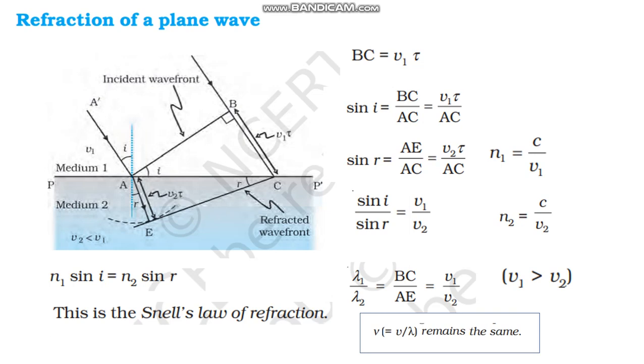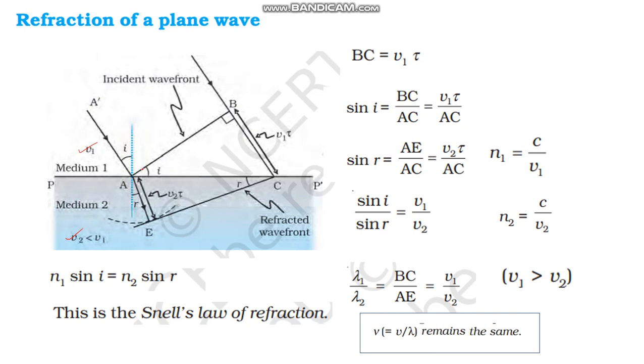So in this diagram you can see that light rays are entering from medium 1 to medium 2, in the direction of A dash A, and medium 2 is a different medium, so here the speed is changing. Let us say in medium 1 the speed is v1, and in the second medium it is v2.